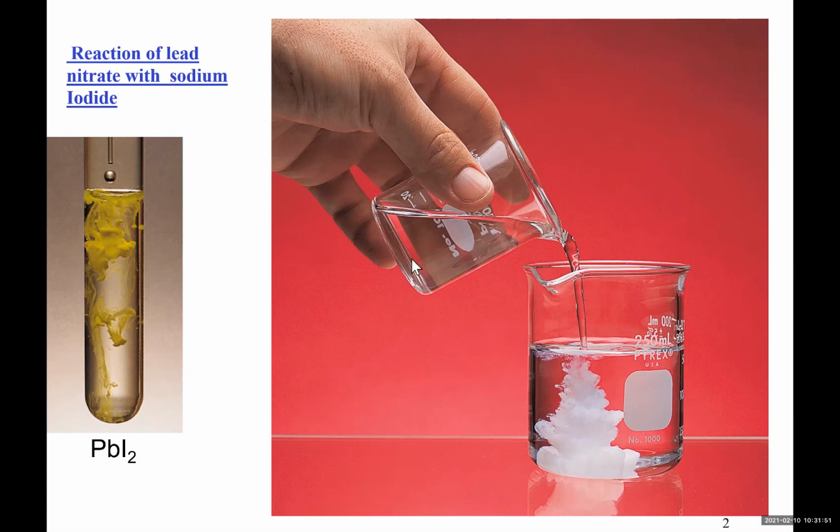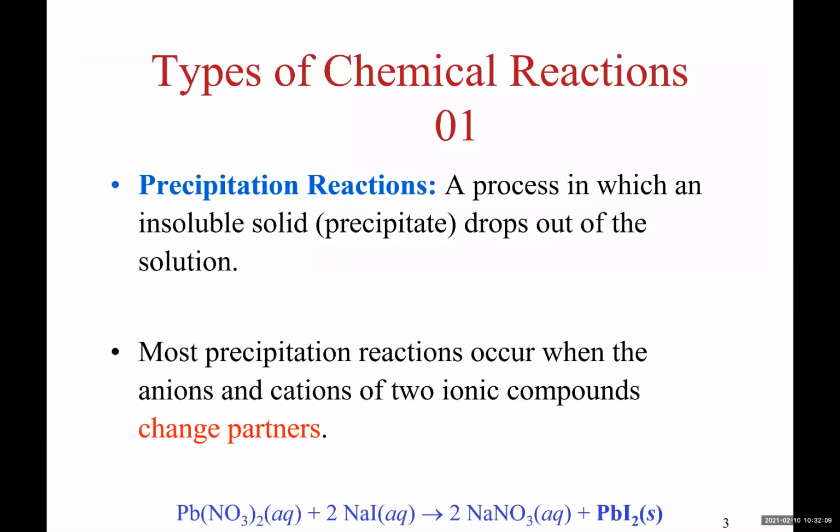On the right-hand side, again, two solutions, both of them are clear and soluble in water before they are added together. You see formation of cloudiness, which is showing that insoluble solid forms. So both of these are called precipitation reactions.